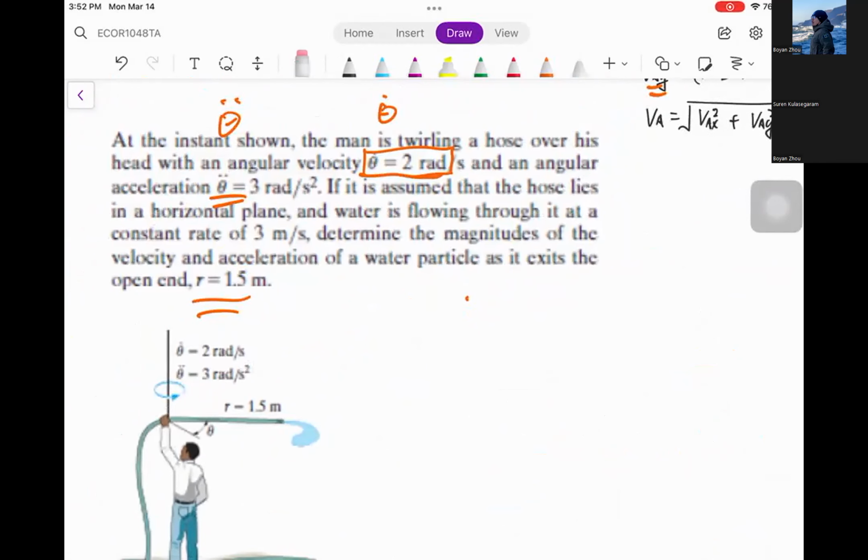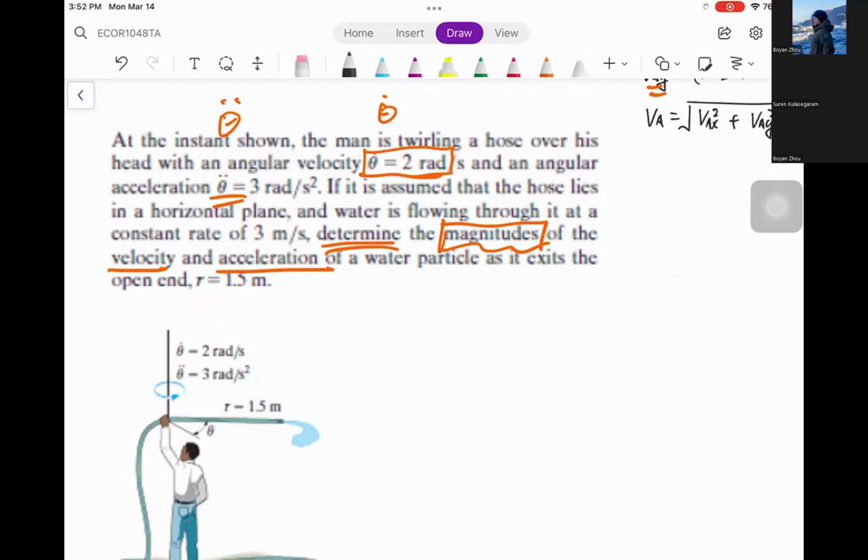So back to here, we're going to use the equations I mentioned before. Let's see. Determine the magnitude. Again, it's magnitude, so we don't need to worry about the angle of the velocity and the acceleration. Then R is equal to 1.5. So essentially we're finding the velocity and acceleration.